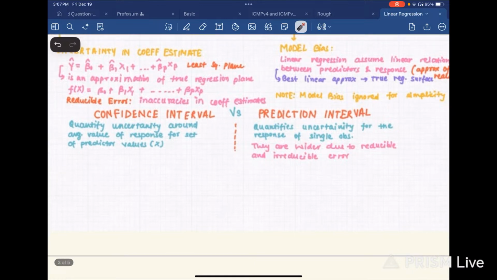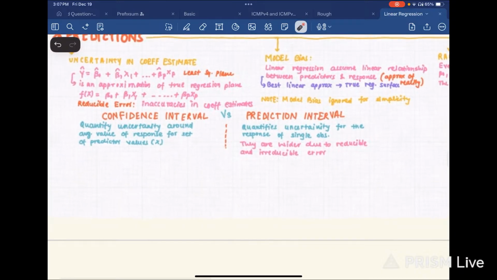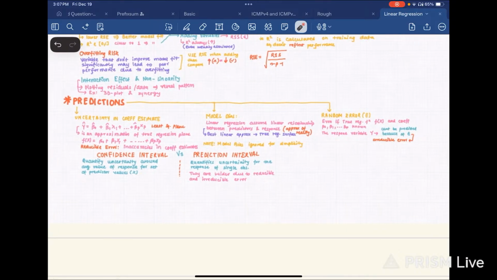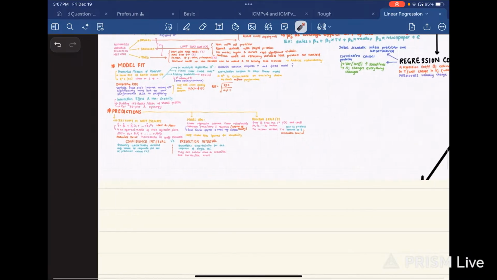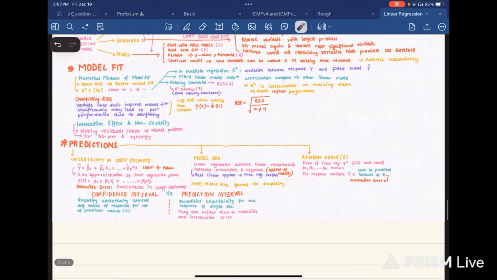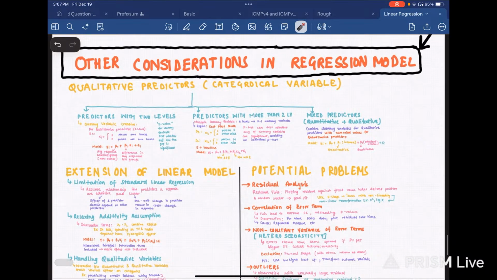And there is one more thing: in a confidence interval there is an average value of the response, and in a prediction interval it is for a single observation, and there is no average for that. Prediction intervals are wider due to reducible and irreducible error, so they have more gaps when you calculate them.